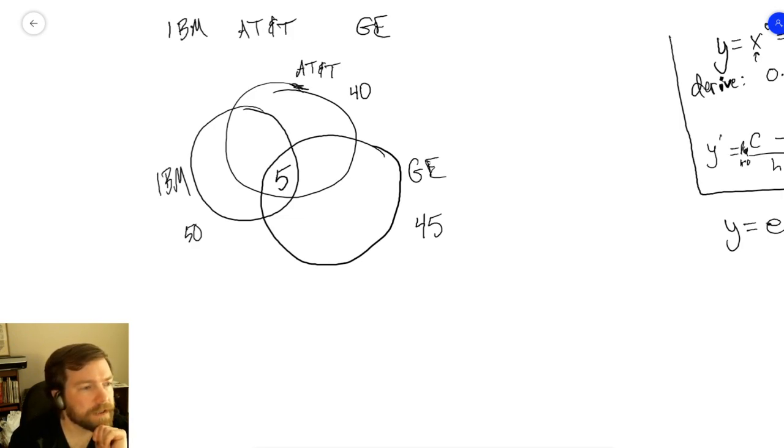All right, 20 own shares in both IBM and GE. 20. 15 own shares in AT&T and GE. 15. 20 own shares in both IBM and AT&T.